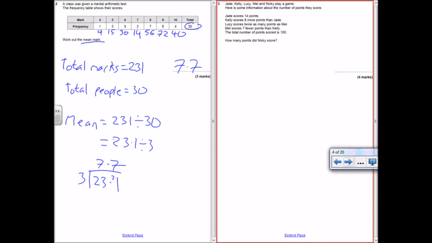Number 3 is a bit of a word problem, where you're told everyone but Nikki's score, and you're told the total score, and you've got to work out what Nikki got. So let's see what we know. We know Jade got 14 points. Kelly got 8 more than Jade, which is 22.